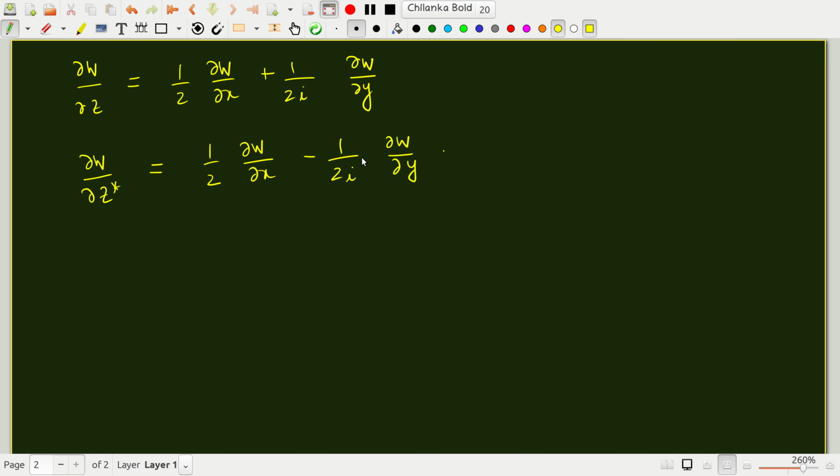Now in complex analysis or functions of complex variables, there is a special class of functions called analytic functions.